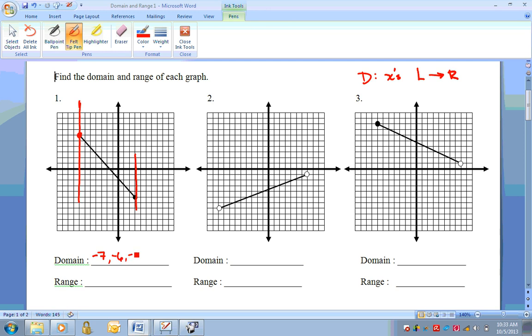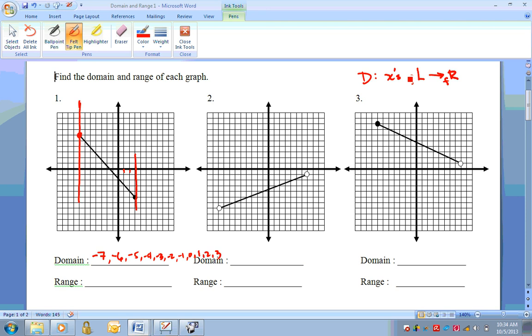-6, -5, -4, -3, -2, -1, 0, 1, 2, and 3. So these are all my domains. Again, why? Because it was from the farthest left to the farthest right.